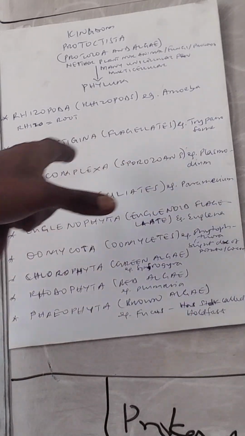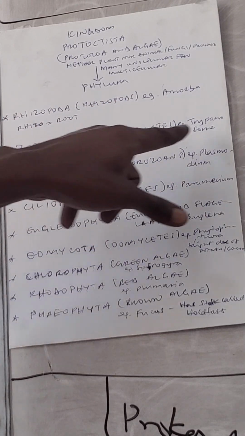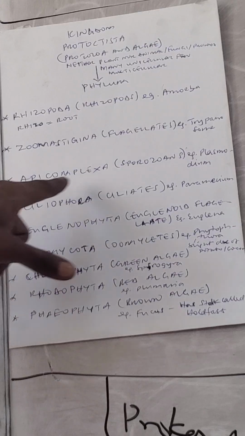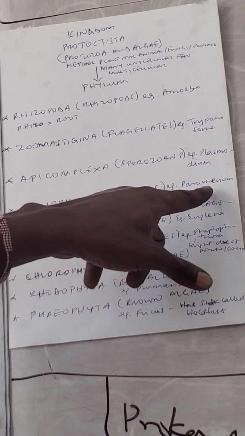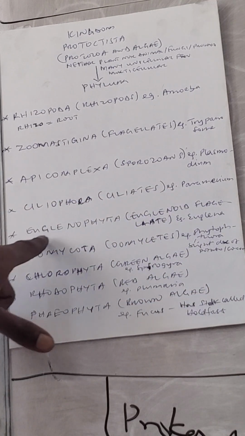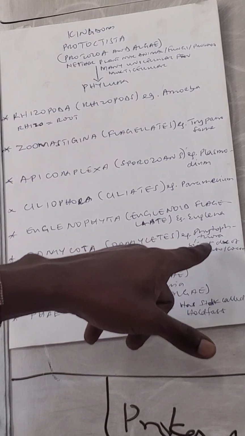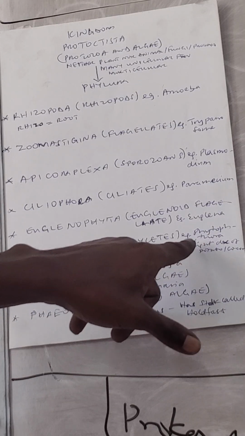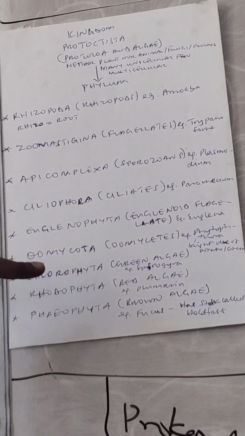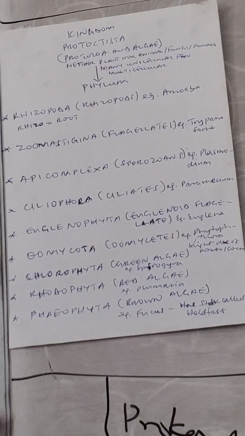Examples are there. Okay, Rhizopoda is the amoeba. Zoomastigena is the trypanosome. Apicomplexa, Plasmodium, our own malaria agent. Ciliophora is the ciliate, the paramecium. Euglenophyta, example is Euglena. Oomycota is Phytophthora. Okay, that's a blight disease of potato. It causes the disease of the potato. Yeah, it's potato as it's stated there. And then cocoa, yeah, cocoa is part of it, right?